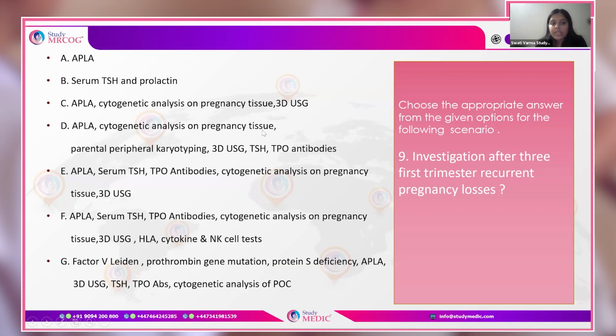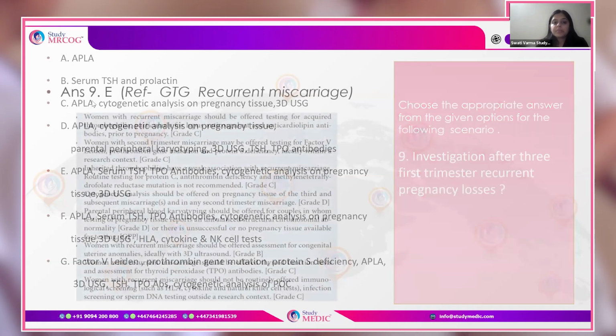APLA, cytogenetic analysis on pregnancy tissue, parental peripheral karyotyping. Parental peripheral karyotyping is not necessary unless this comes out to be positive. So D is excluded. E seems to be the best answer because HLA, cytokine, all these are not much required. Similarly, factor V Leiden and prothrombin gene mutation are not much required, especially in first trimester. So E seems to be the best answer.